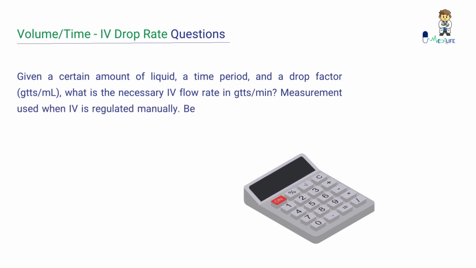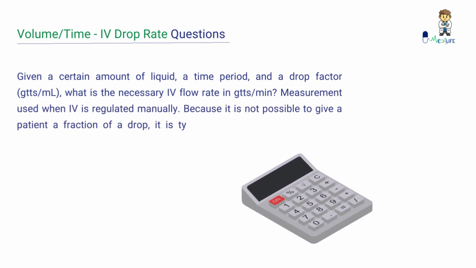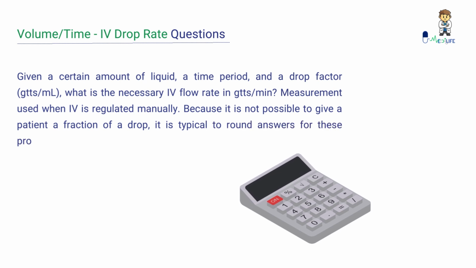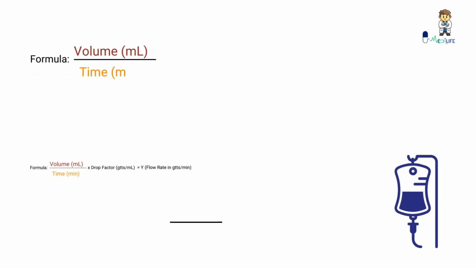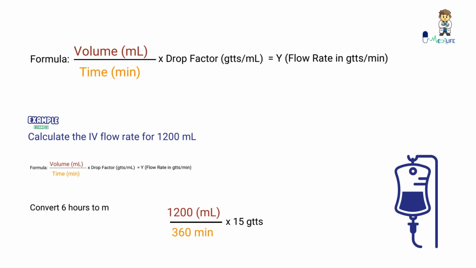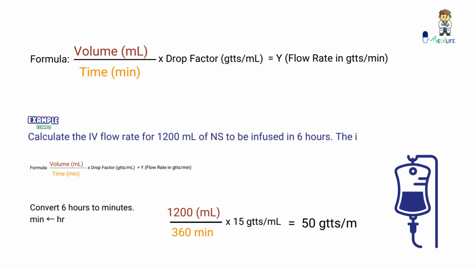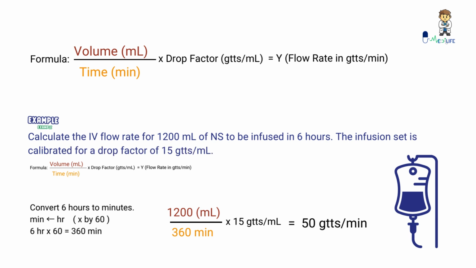This measurement is used when the IV is regulated manually. Since it's not possible to administer a fraction of a drop, it's common to round your answers to the nearest whole number. In this case, to find the necessary IV flow rate, use the following formula: volume in ml divided by time in minutes, multiplied by the drop factor, which is in GTTS per milliliter. This will give you the flow rate in GTTS per minute.